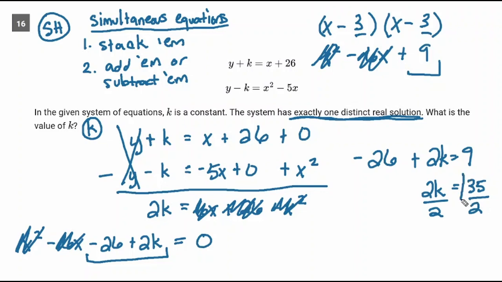And it was a lot of work. This is a very hard problem, but you can get through it. The answer is 35 over 2. You get it right, and you move on.